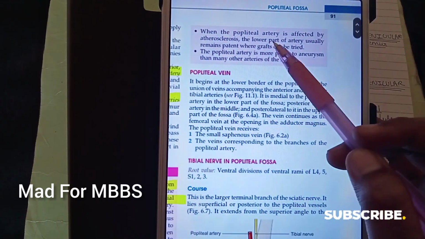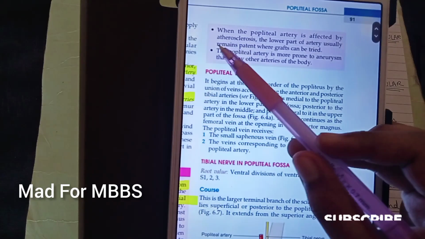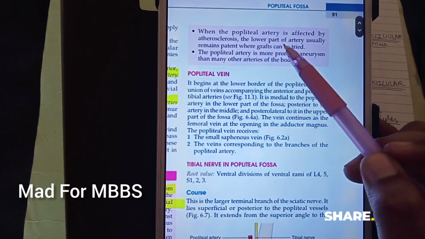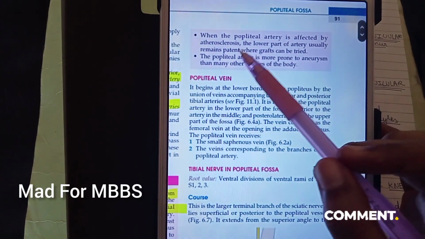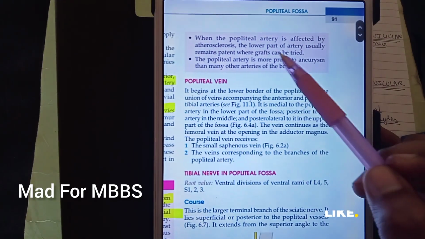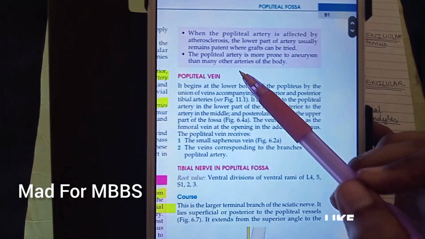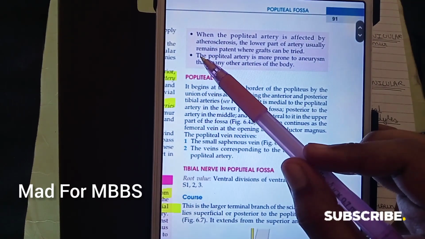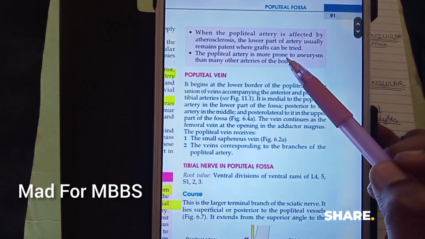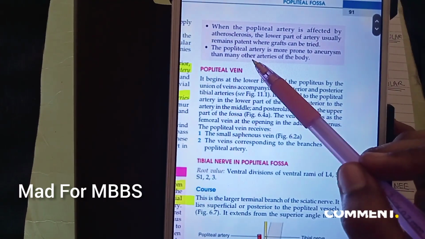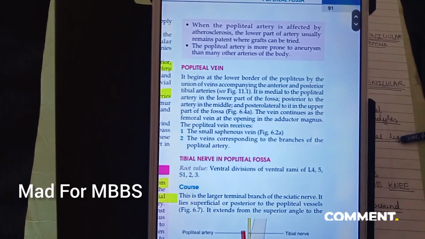When the popliteal artery is affected by atherosclerosis, the lower part of artery usually remains patent where grafts can be tied. The popliteal artery is more prone to aneurysm than many other arteries of the body.